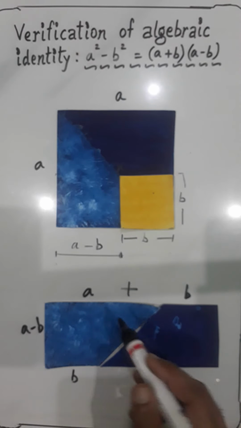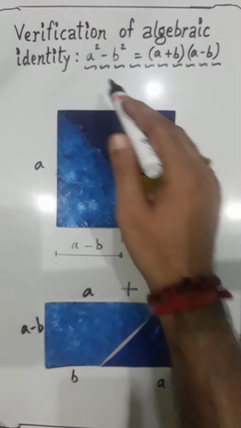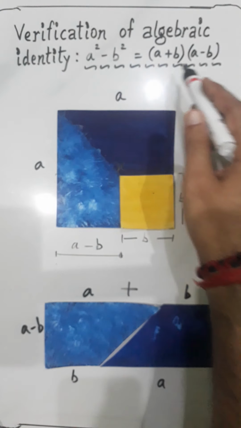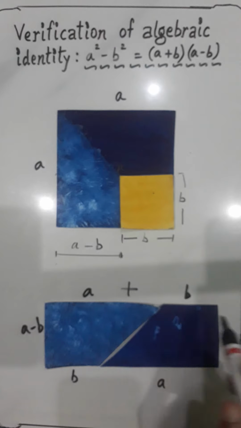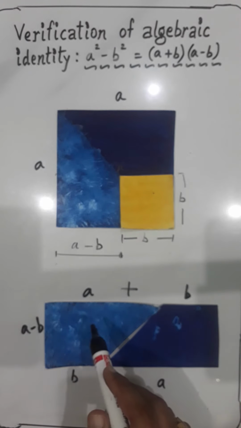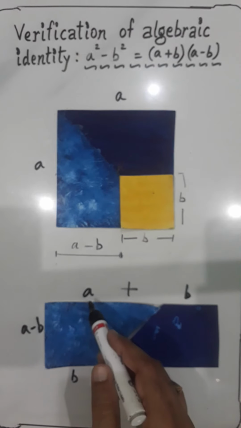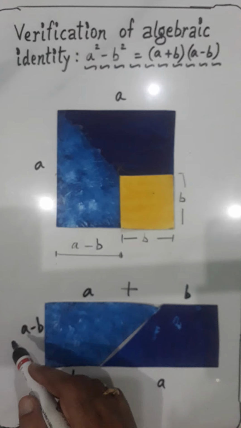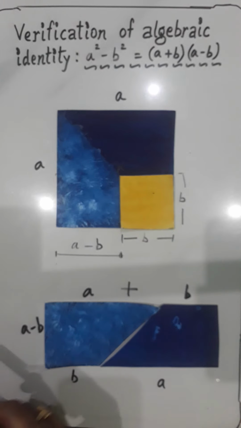Then finally when you see the sides, you observe that a square minus b square is equal to a plus b into a minus b, because it is getting into the shape of a rectangle, where the area of a rectangle is length into breadth, and the length is a plus b and the breadth is a minus b. So I hope that with this it is now clear to you how this identity has come.